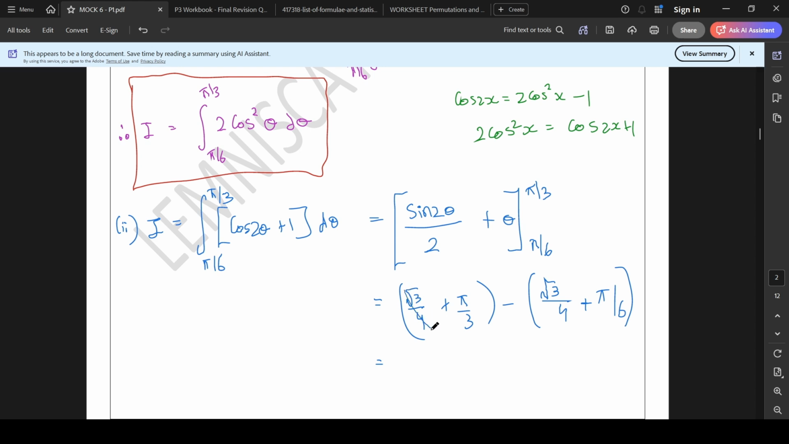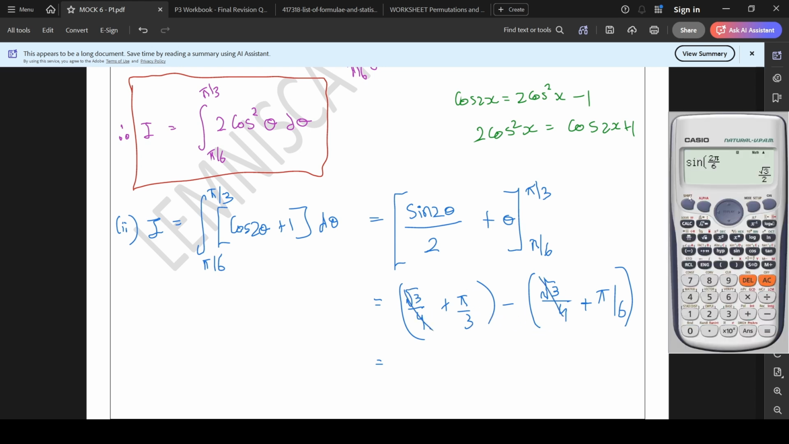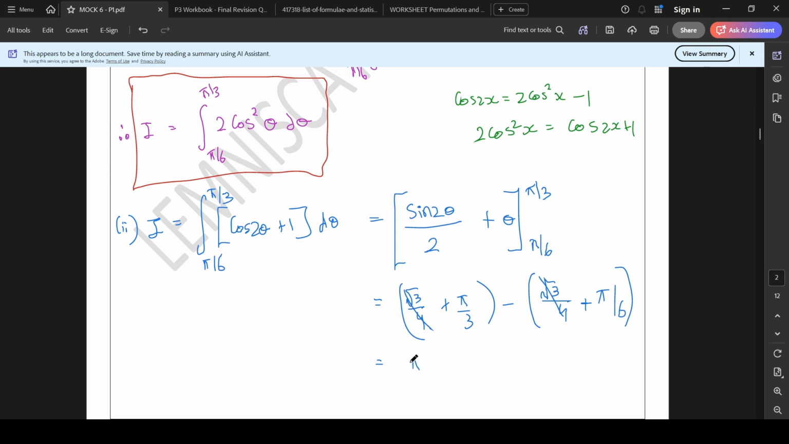But anyway, for now, I can see that this and this gets cancelled out. You are having pi by 3 minus pi by 6 as your answer directly. So pi by 3 minus pi by 6, let's see what we get. If your calc is not capable to solve this directly, you can do 1 by 3 minus 1 by 6 and then just multiply your answer with pi. So I got pi by 6 as my final answer in the exact format.